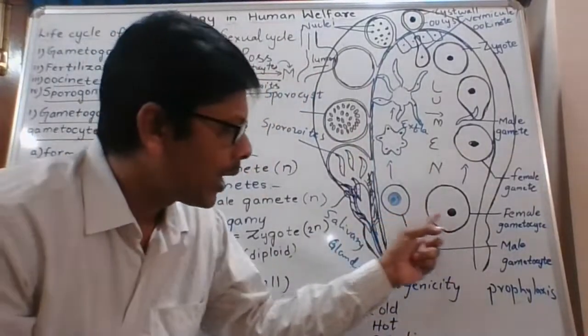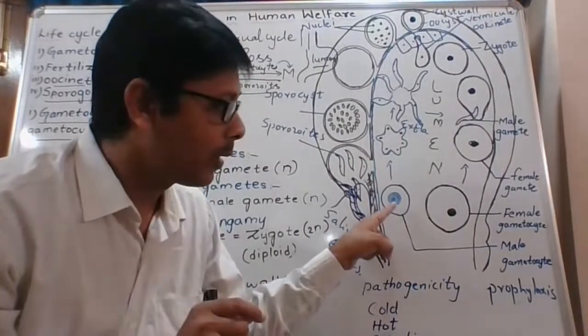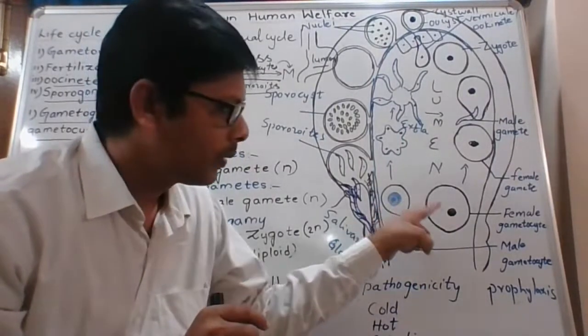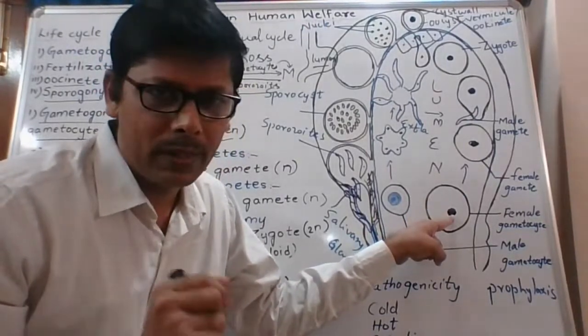These are the gametocytes. This is a male gametocyte, smaller in size but with a larger nucleus. This is a female gametocyte, larger in size but with a smaller nucleus.